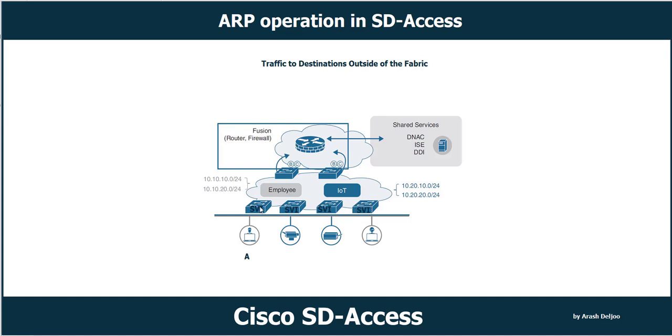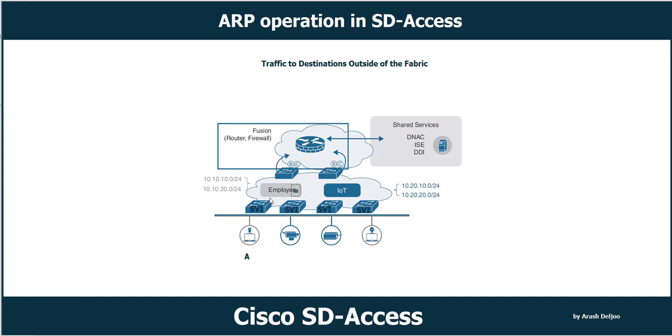Then this fabric edge A checks its LISP map cache to find a match for the destination endpoint B. If there is no match, because this is outside of the network, it sends a LISP map request to the fabric control plane again, for example this control plane. And the fabric control plane checks its LISP EID table for the IP address of the destination, and if there is no match, returns a forward natively message to the fabric edge.